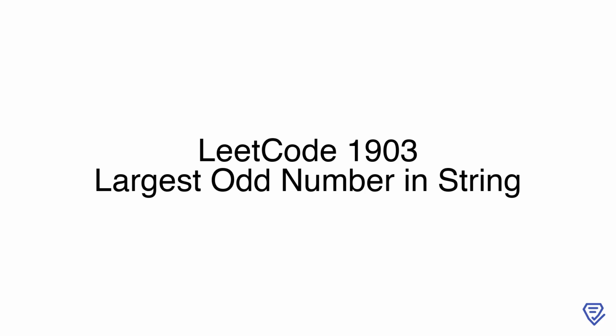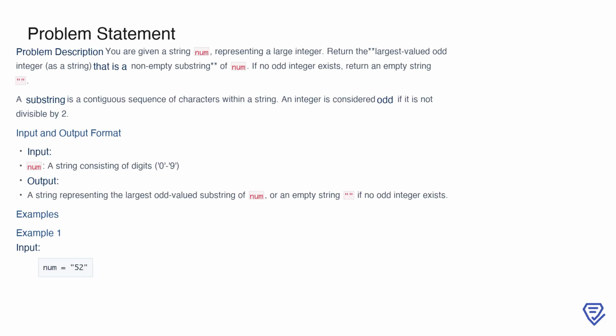Let's dive in. In this problem, you are given a string number, which represents a large integer. Your task is to find the largest valued odd integer that can be formed as a non-empty substring of number. If no odd integer exists, you should return an empty string.